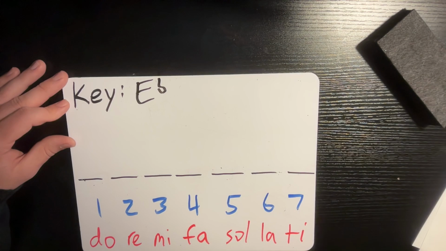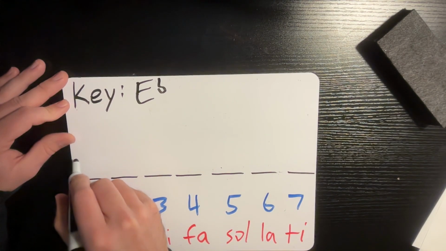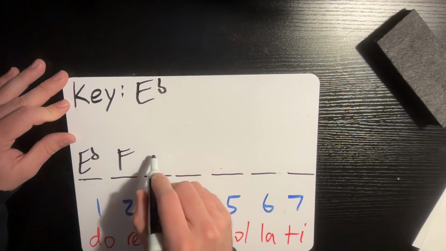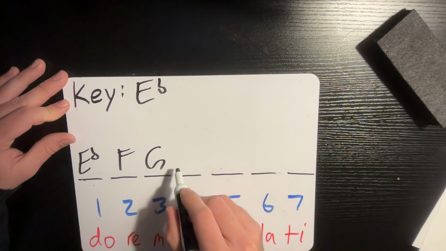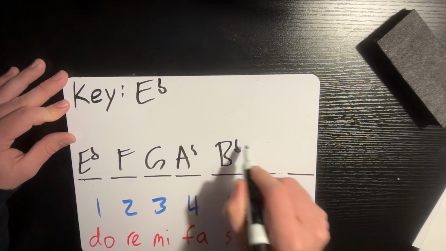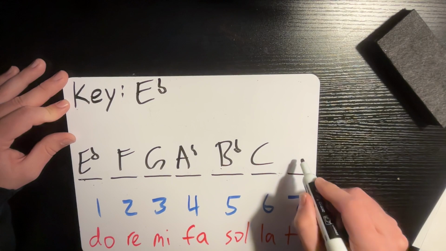All right, next, the key of E flat. We have E flat, F, G, A flat, B flat, C, D.